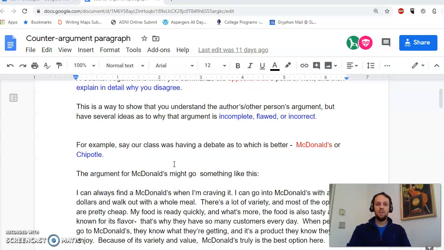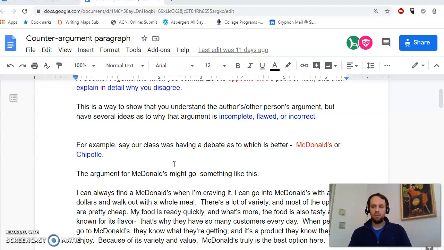One reason you want to do this is you want to show that you understand the other person's argument, or the other side, their argument. But you think it's incomplete, or flawed, or incorrect. And that's better than saying that it's just wrong. Wrong in what way? Wrong why? You want to be as specific as possible when you're arguing something.